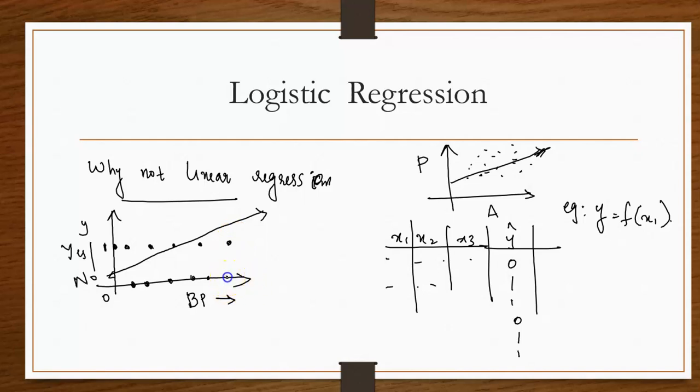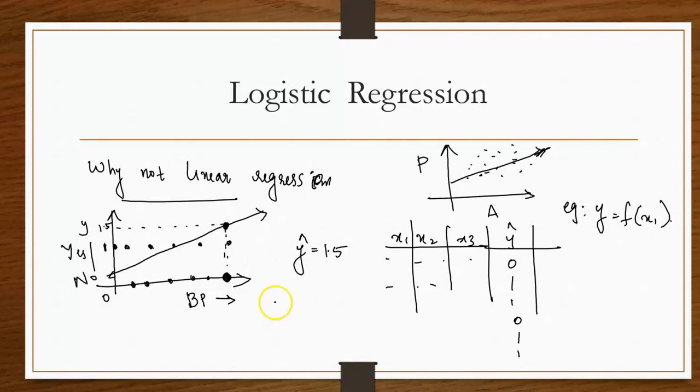If we want to predict whether a person having this BP has a disease or not, we are predicting a value, and the predicted value will be here. Its numerical value is approximately 1.5. So the y predicted is 1.5, which is outside our range. We don't know what to do with this 1.5. We can't conclude whether this person is having a disease or not.